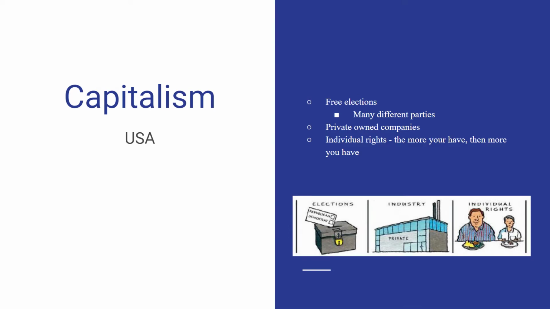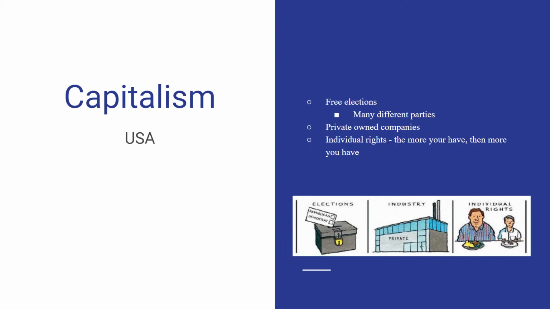Next, in capitalism, people own their own companies. So private people own companies. And so if you have a big factory and it makes profit, the individual gets the money. Like I say, this is exactly what we have here in Germany, so this should all sound familiar.